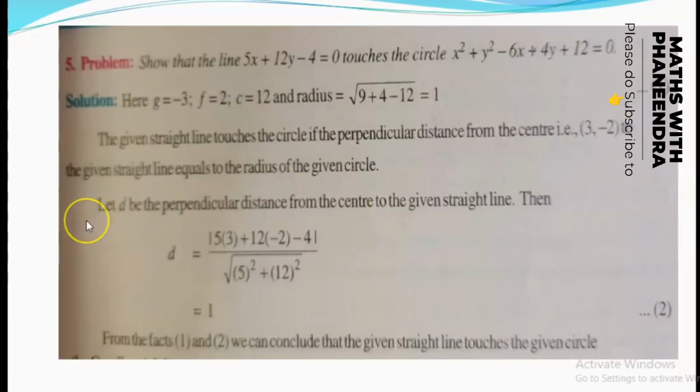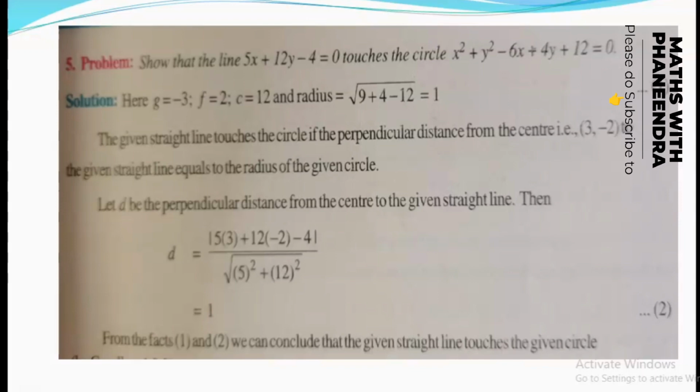See here, this is also a different question based on the condition of tangent. Show that the line 5x plus 12y minus 4 equal to 0 touches the circle x square plus y square minus 6x plus 4y plus 12 equal to 0. So one line is given, one circle is given. Whenever one line and a circle are there, they are asking to prove it is a tangent.